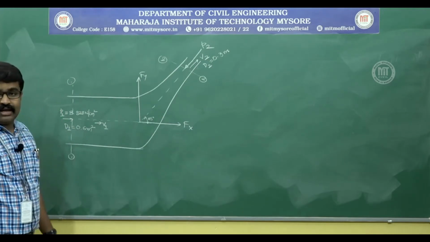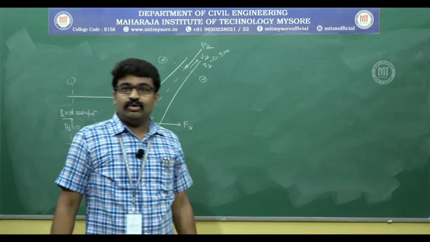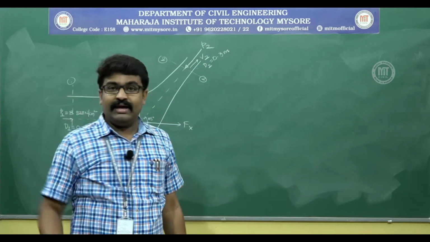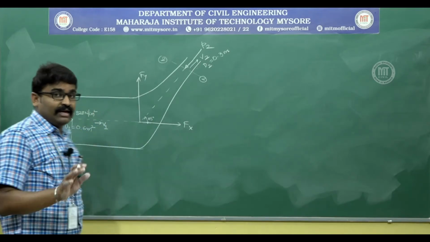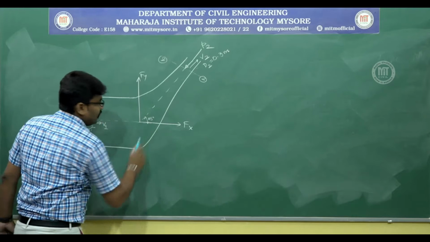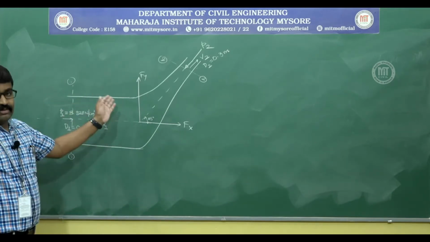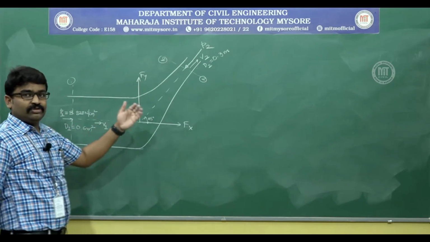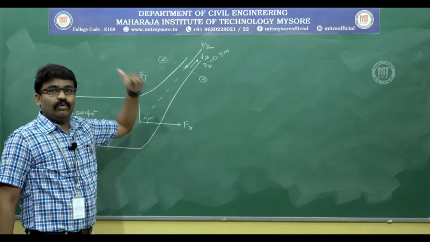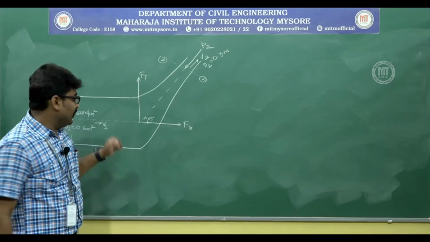Now what needs to be calculated? From this diagram you will have to first find out what is P2. To get P2 you will have to apply Bernoulli's equation. Again remember, this is the datum line: P1 by rho g plus V1 square by 2g plus Z1 must be equal to P2 by rho g plus V2 square by 2g plus Z2. What are Z1 and Z2? They are nothing but the distance from the datum line.